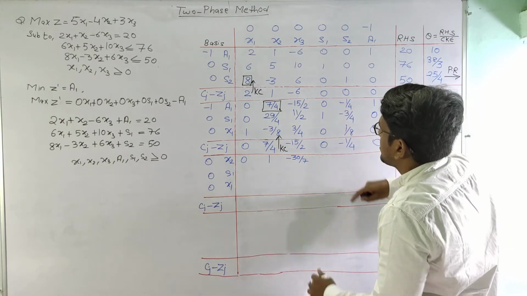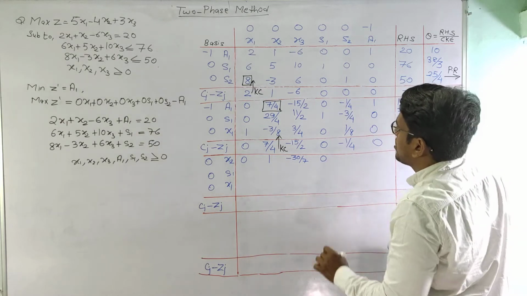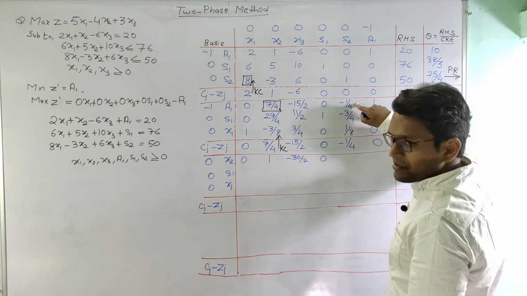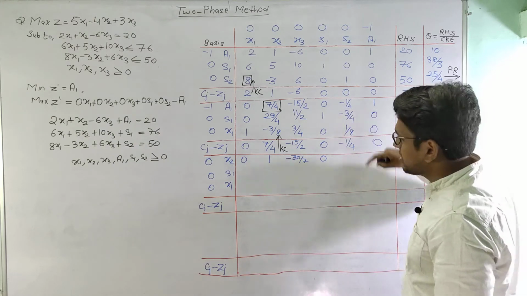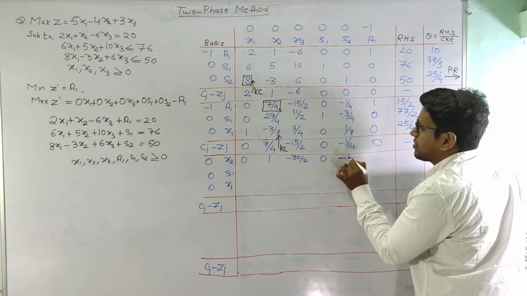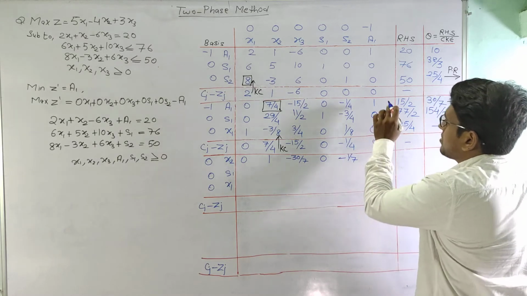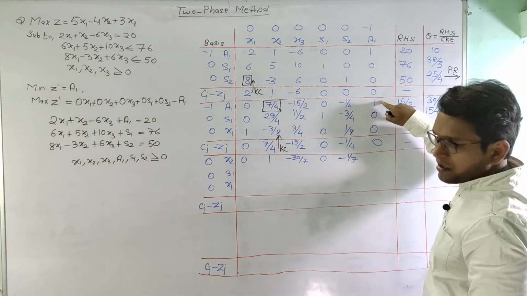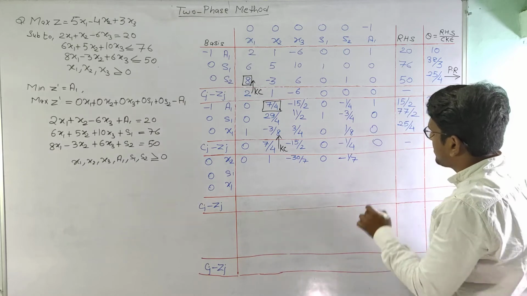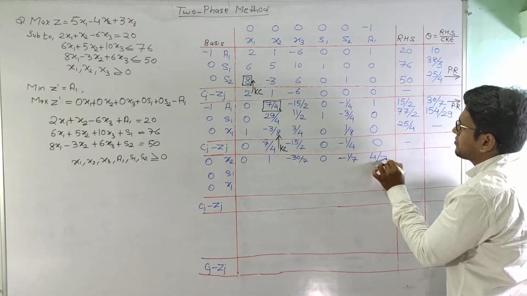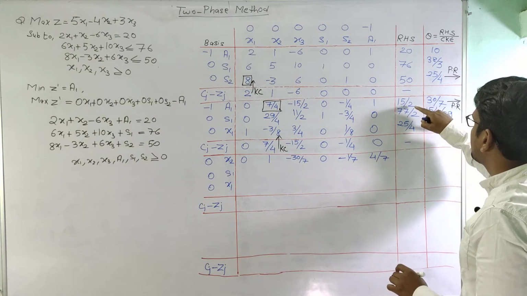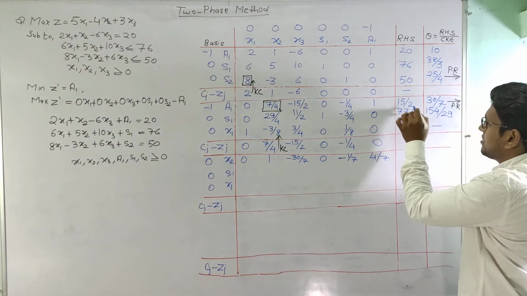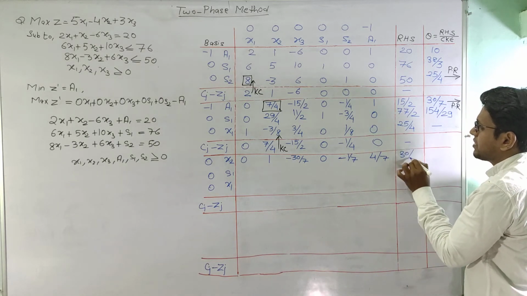Similarly 0 by 7 by 4 is 0, minus 1 by 7 by 4 is minus 1 by 7. This is 4 by 7. 15 by 2 divided by 7 by 4 is 30 by 7.